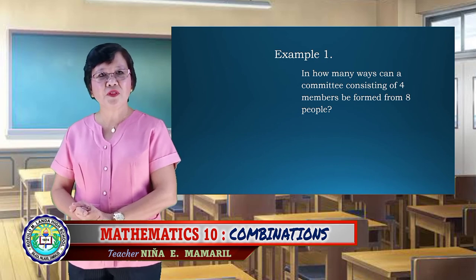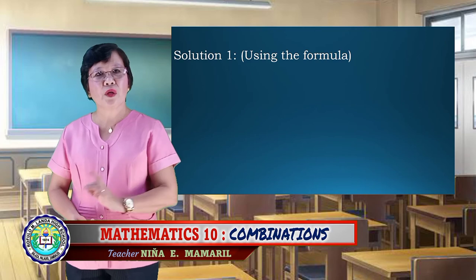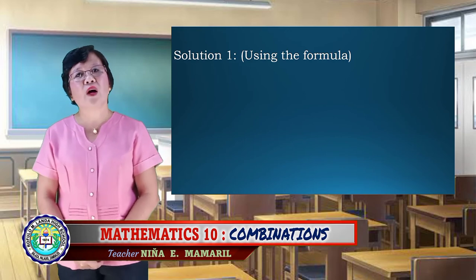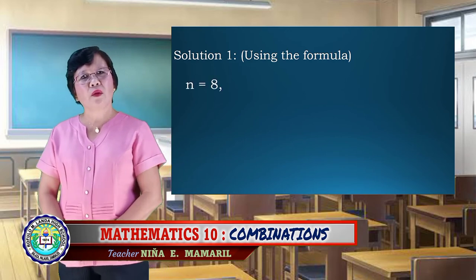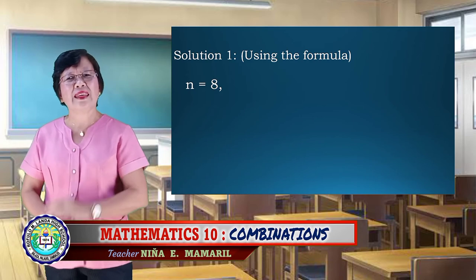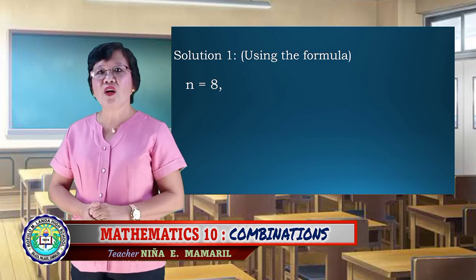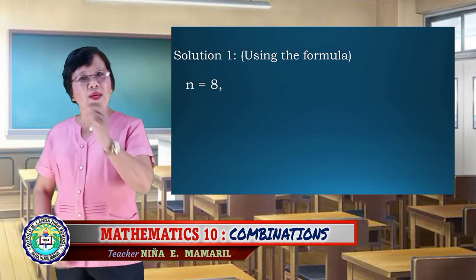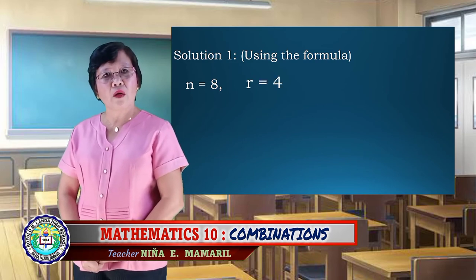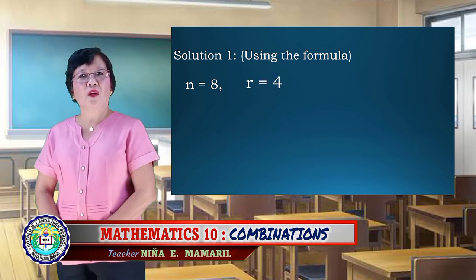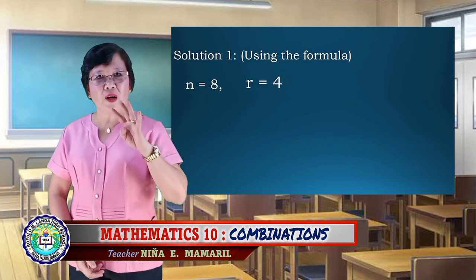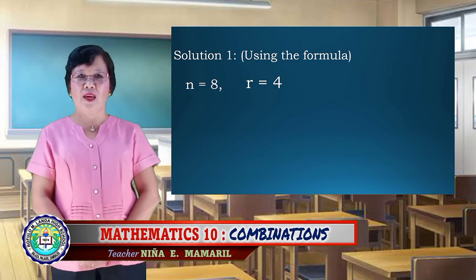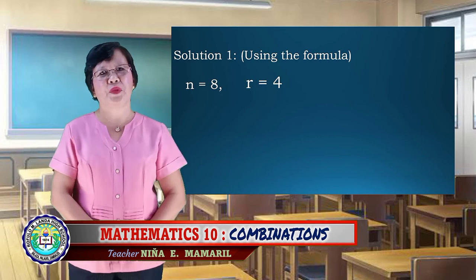Now, let us proceed now to our solution in problem number 1. Using the formula, we have now n is equal to 8. Why 8? Yes, consisting of 8 people. Nice answer! Okay, why is it that our r is 4? Okay, so you will form 4. That's why our r is equal to 4. Okay, this is now our formula.